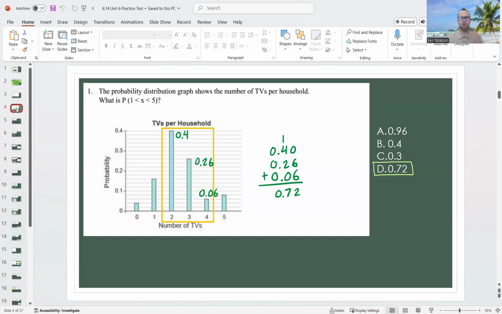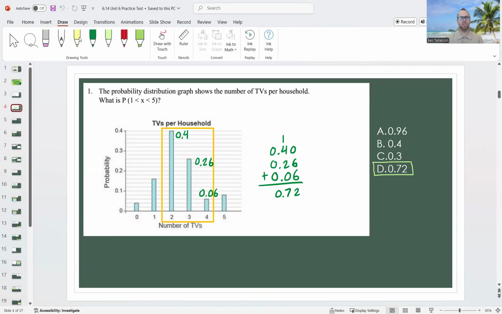Let's go. Number 1. The probability distribution graph shows the number of TVs per household. What's the probability that X is between 1 and 5? Notice there's no "or equal to" line here or here. So we are not including 1 and 5. And this is where your eyes should go.